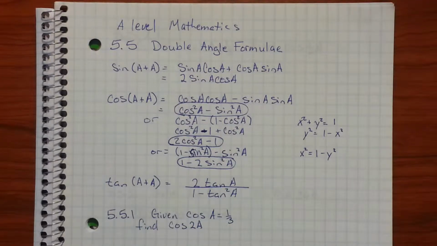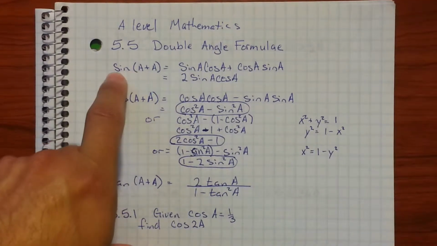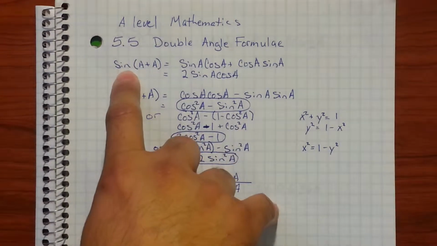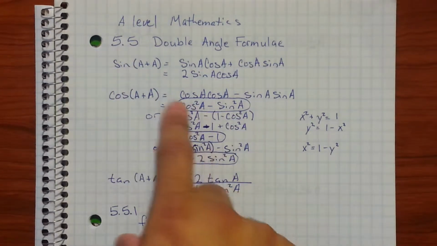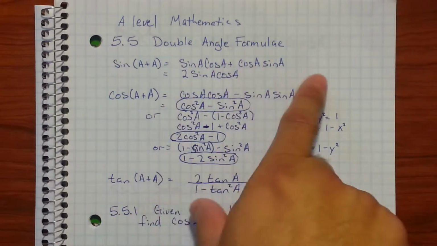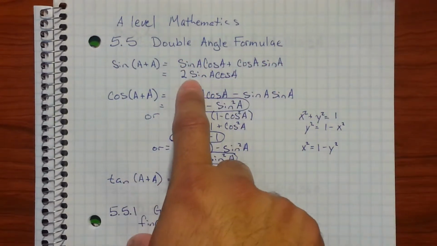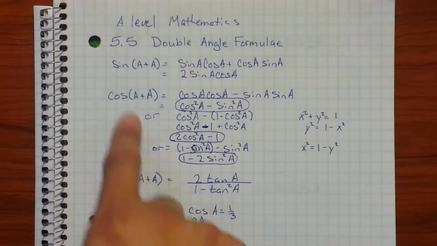This is A-level mathematics, 5.5, double angle formula. Alright, so double angle is actually just having the same angle twice. So, the addition formula for sine, if I plug that in for A and rearrange it, I get the same thing, and so it's going to be 2 sine A cosine A.